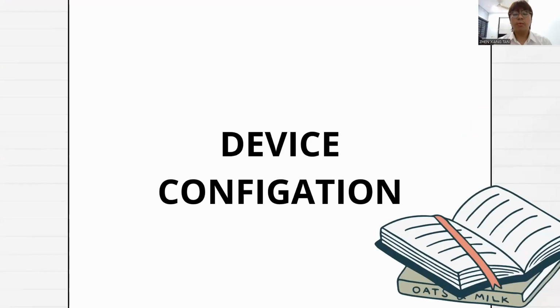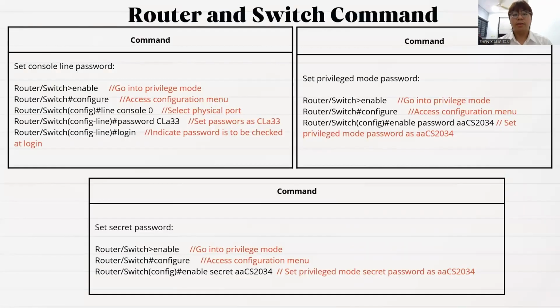Now we are going to device configurations. Inside the device configurations, we need to insert the router and the switch commands. The first command we need to insert is to set the console line password. We need to enter enable, go to the privileged mode, configure terminal, and press the command line. The command is line console 0 and put the password CLA33. And we need to insert the login command to indicate the password is to be checked at login.